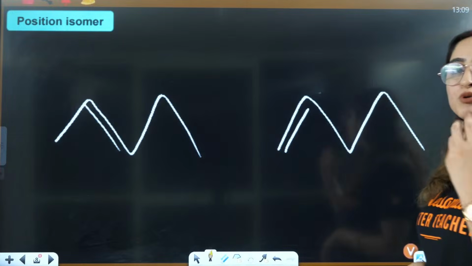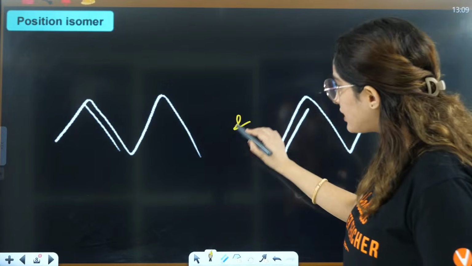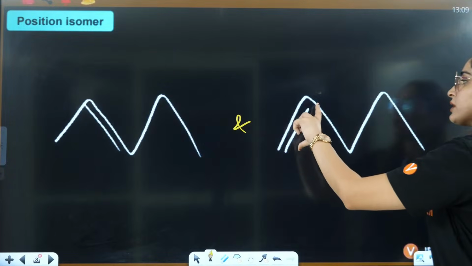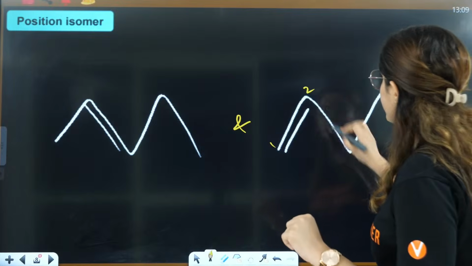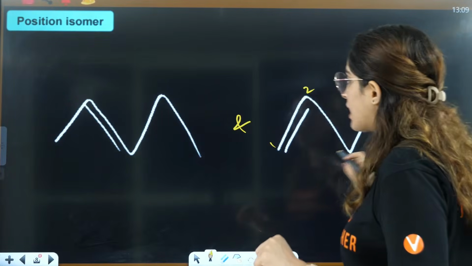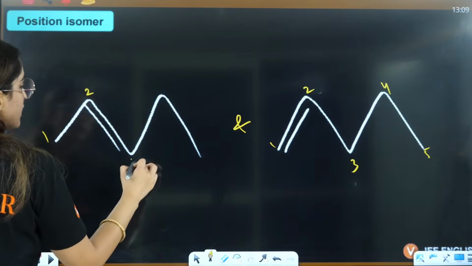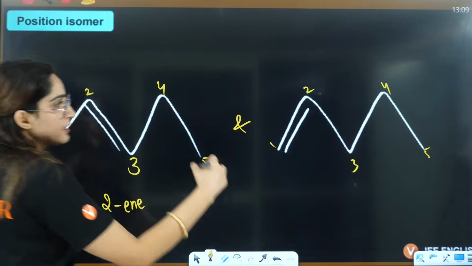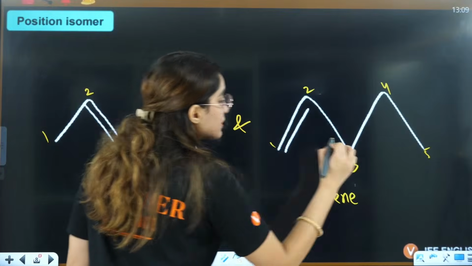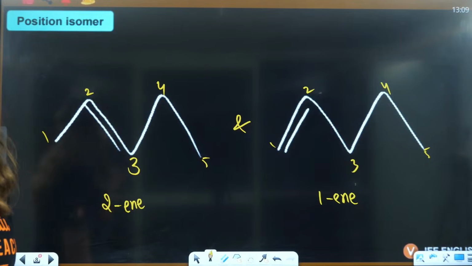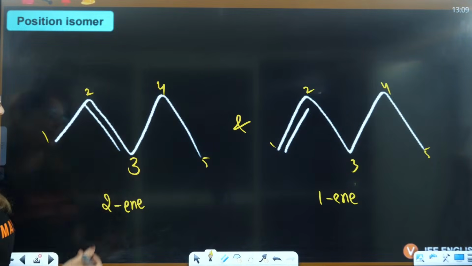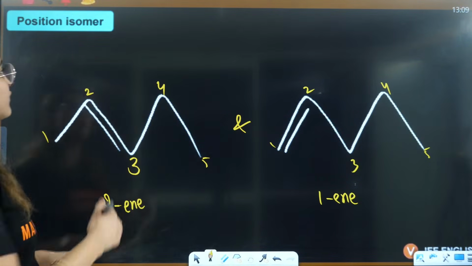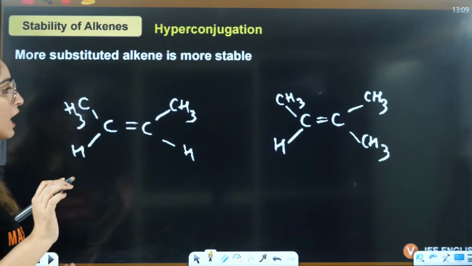Now if you talk about position isomerism, as I have mentioned, the position of the double bond can change. It can be on the terminal position. Here, the parent chain has the same number of carbons. The number of carbons is not different here. But if you see, here it will be 2E and here it is 1E. So the position of the double bond is different here. So here we can say it is pent-2-ene, this is pent-1-ene. So the position is different, that's why it is called position isomer.